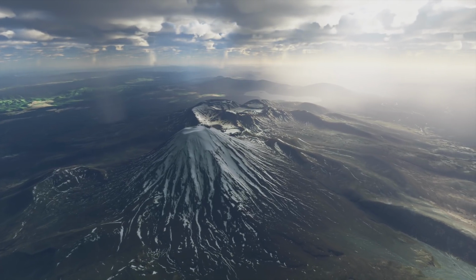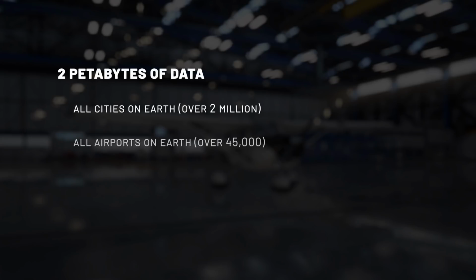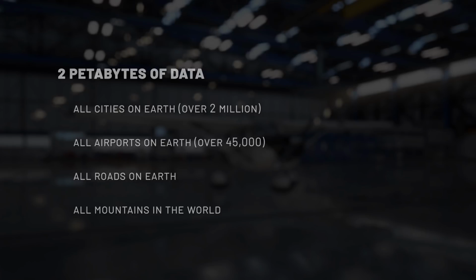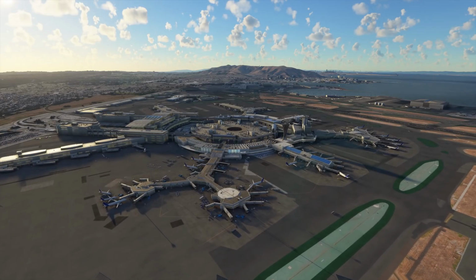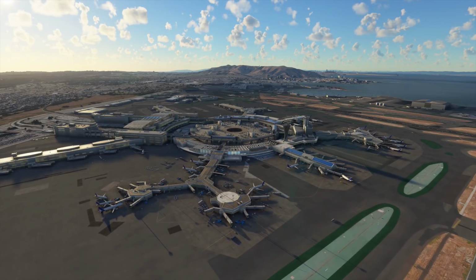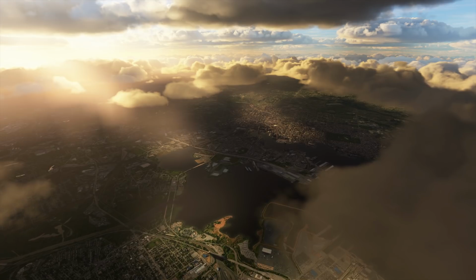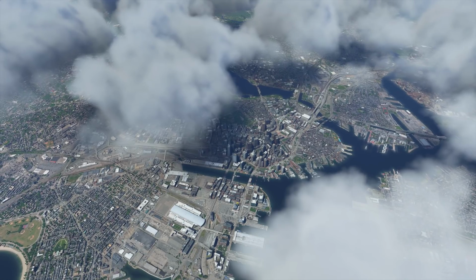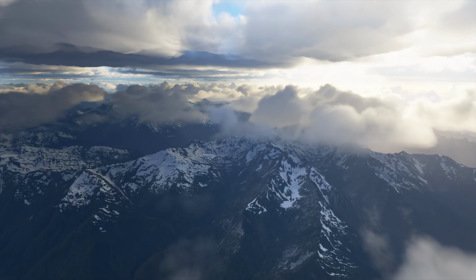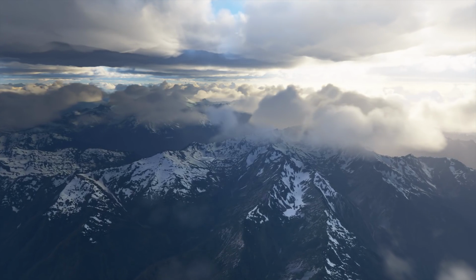Luckily enough, Bing Maps was here with 2 petabytes of aerial imagery, elevation data, and 3D scans for a select number of cities. So all of this data was there sitting ready for us to stream in the simulator. This allowed us to get all the airports in the world, which we estimate to be more than 40,000, to get all the cities across the world, which we estimate to be more than 2 million, to get all the roads in the world, to get all the mountains in the world. Basically, the entire world is there available for you to fly.